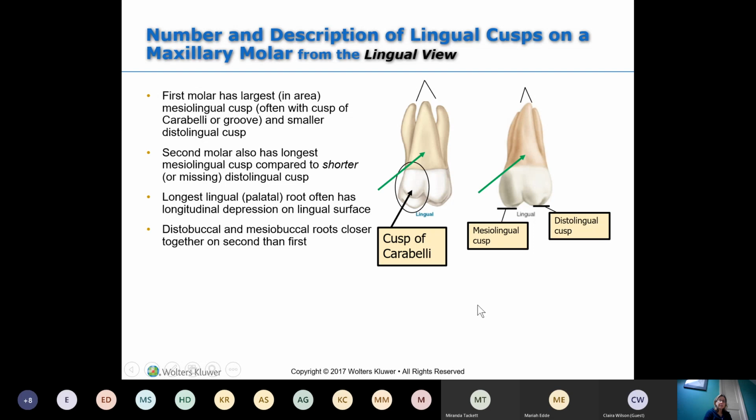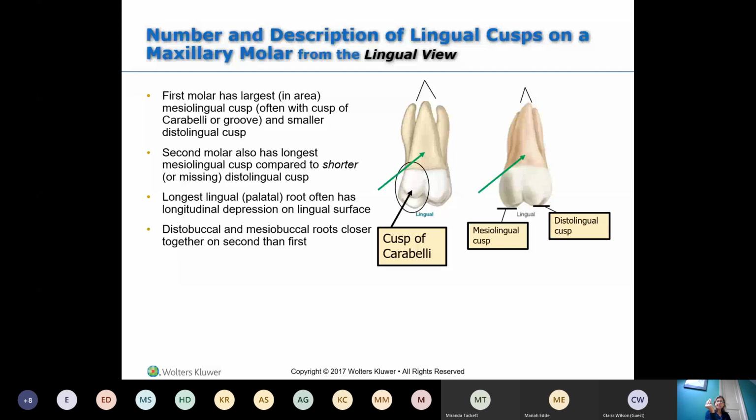The longest lingual or palatal root often has a longitudinal depression on the lingual side. So here's the palatal root, and it often has a depression right here. As you get really good with your scalers, you will actually be able to feel that root depression. And the distobuccal and mesiobuccal roots are closer together on the first than they are on the second. And that's that root divergence. They tend to be closer together.